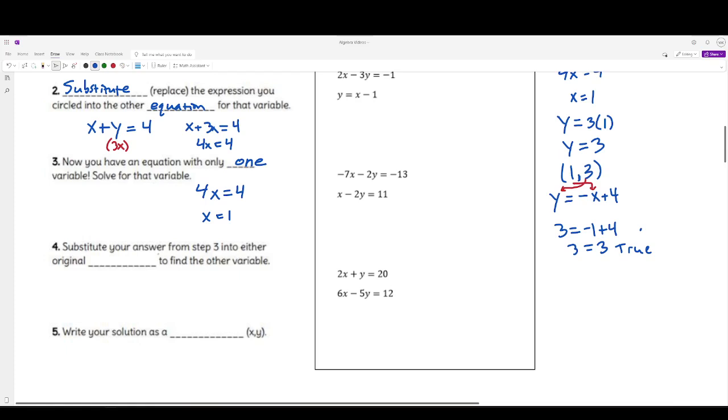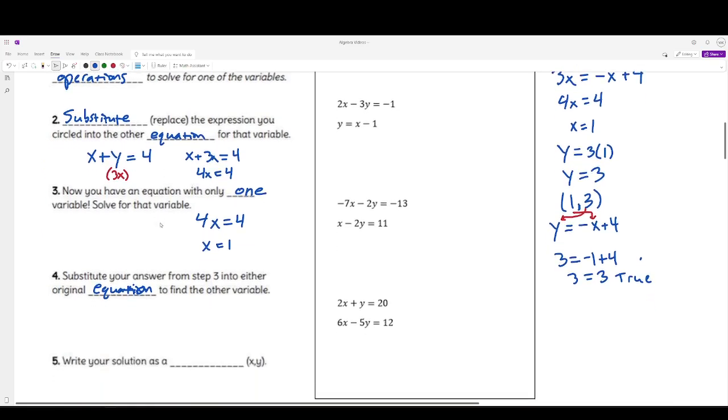We're going to substitute our answer from that step into either original equation, you get the idea. So let's pick the first one, which was y equals 3x. So we have y equals 3x, but we're going to substitute our value of x, 1. So now we have y equals 3.